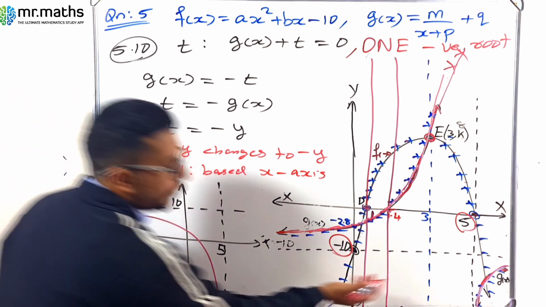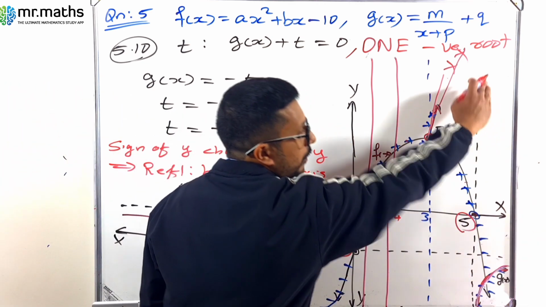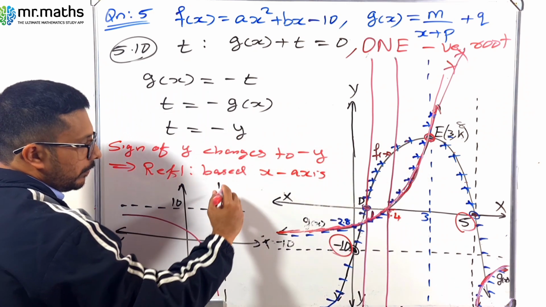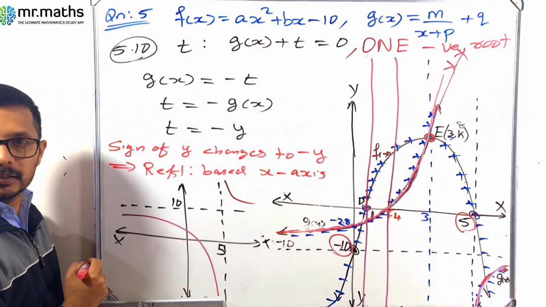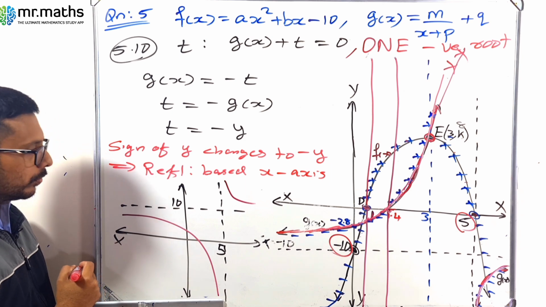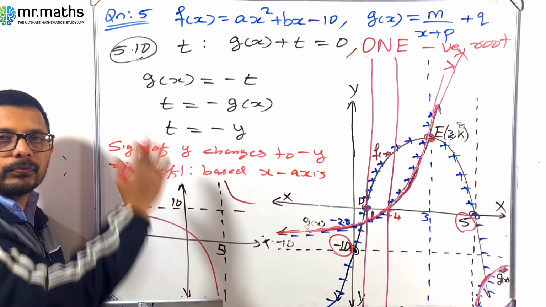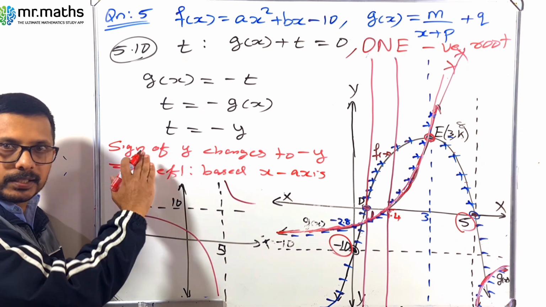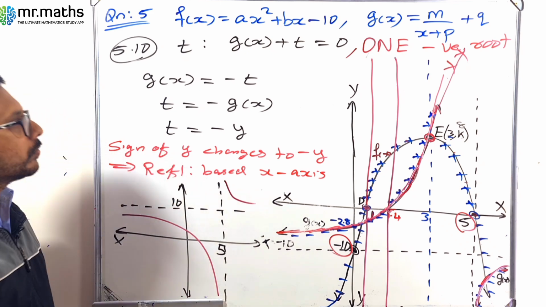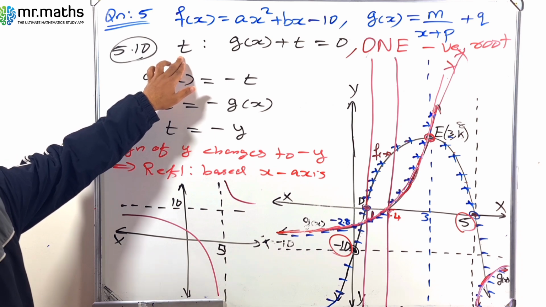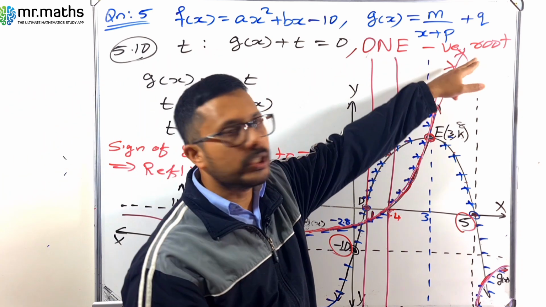Okay, and this part it will go there like that. Okay, so this part here it will come like this. You understand? Okay, so now this is the rough graph of reflection based on the x-axis. Okay, now what is the question? What is the value of t having only one negative root?